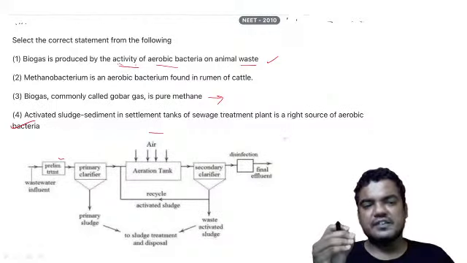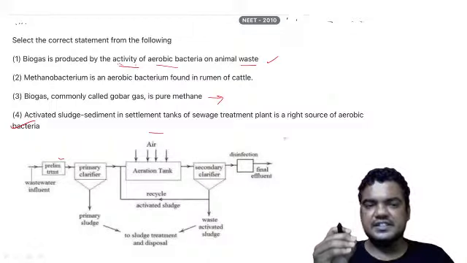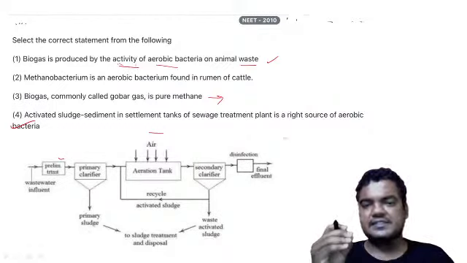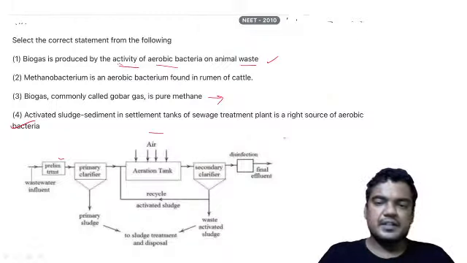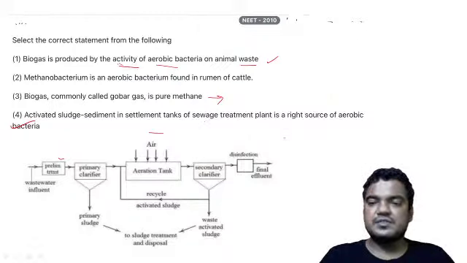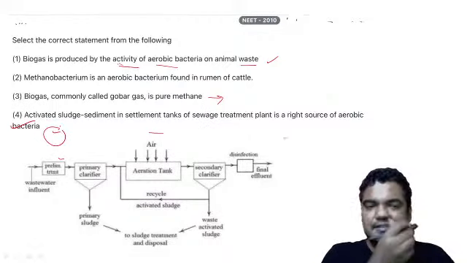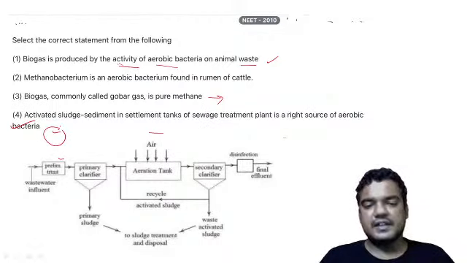In the fourth one they have given activated sludge. Activated sludge sediments in settlement tanks of sewage treatment plant are a rich source of aerobic bacteria. Yes, activated sludge is a rich source of aerobic bacteria. That's why we use these activated sludge again as an inoculum in the aeration tanks.